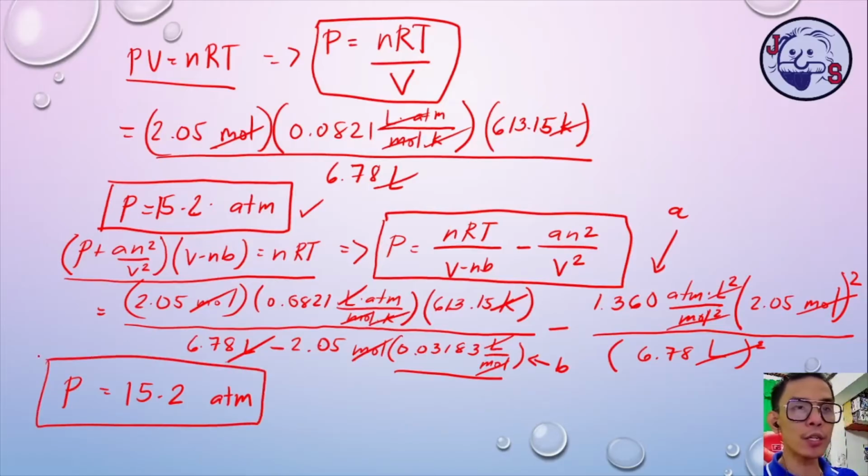Now, the question here is, why is it the same? One reason is because the temperature is very high. The temperature that you have over here is 613.15 Kelvin, a high temperature. So that's the reason why there is no significant difference between the two formulas in terms of their results.